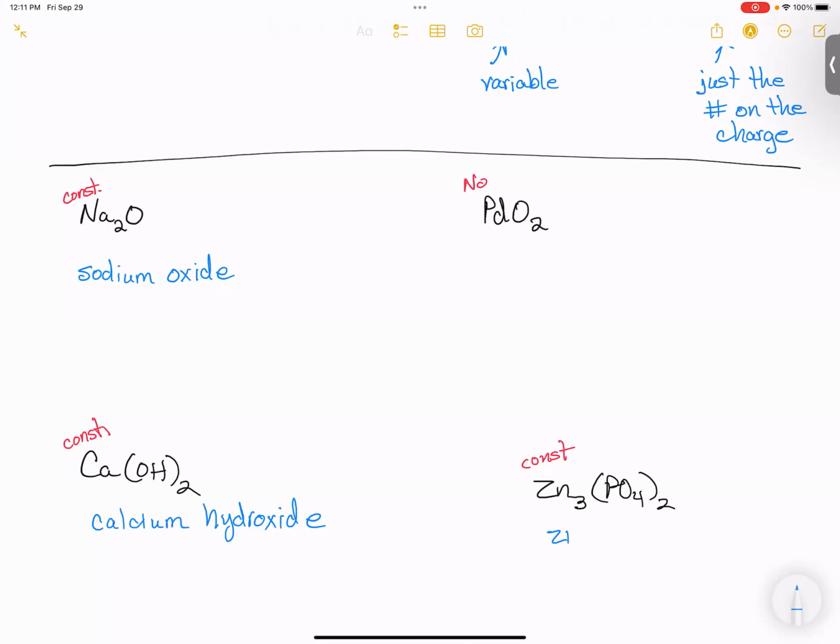Zinc always has the same charge. So I'm going to name the metal and I'm going to name the anion. What is PO4? Phosphate. So that's zinc phosphate. Now I got to deal with palladium.